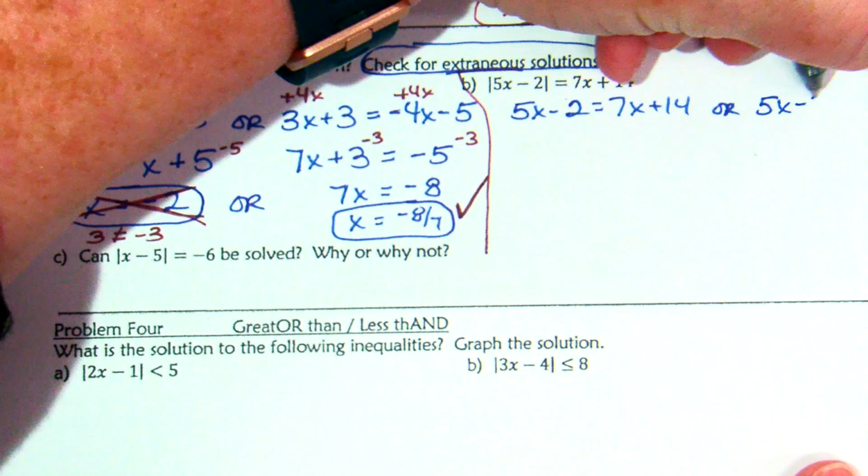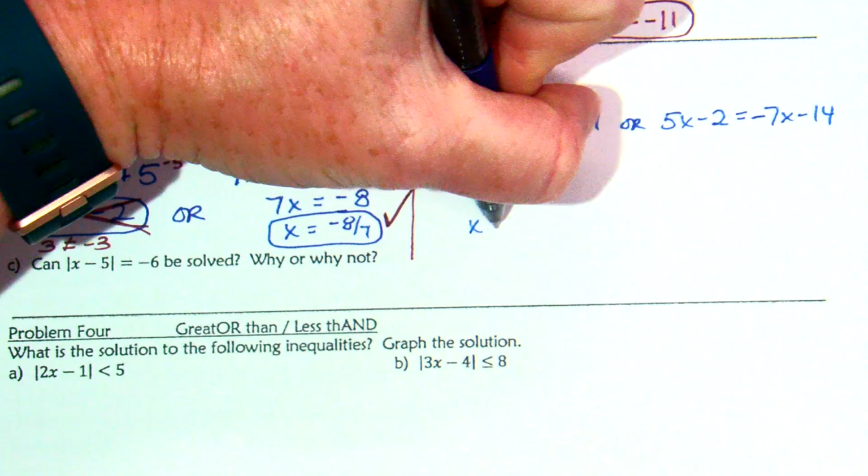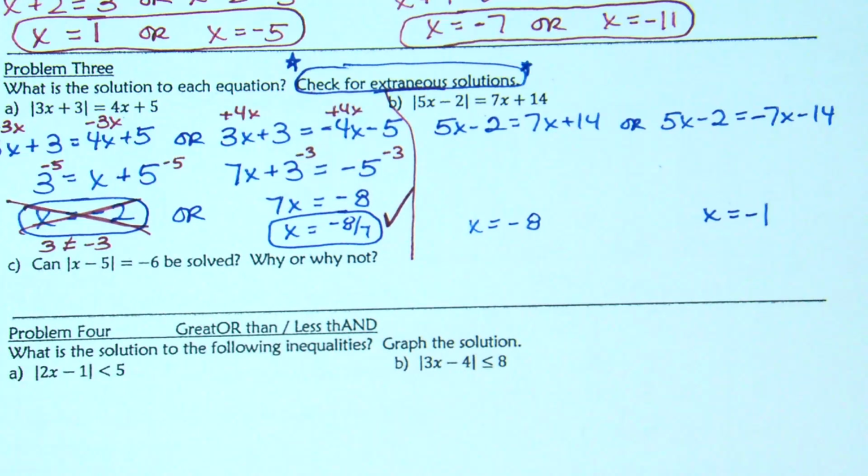Solving is similar to the last one, correct? Do you want me to go through the solving? Okay. What if I tell you these answers come up to be negative 8 and negative 1? Would I be able to be done right there? No, you would still have to check them. So let's go through the checking real quick so we can get in that habit.